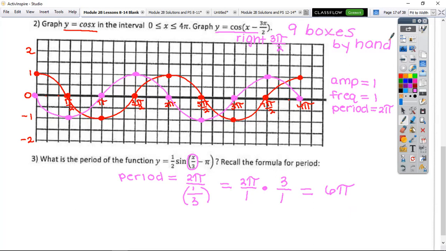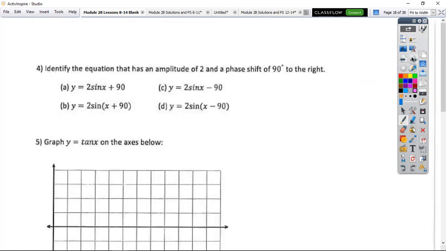All right, how do we feel in the phase shift so far? Pretty good? This next one takes 2 seconds. So identify your phase shift with amplitude of 2, phase shift of 90 to the right. To the right is going to be minus. So I can omit choice A and B. And a phase shift is always going to be located inside the parentheses, which is choice D.